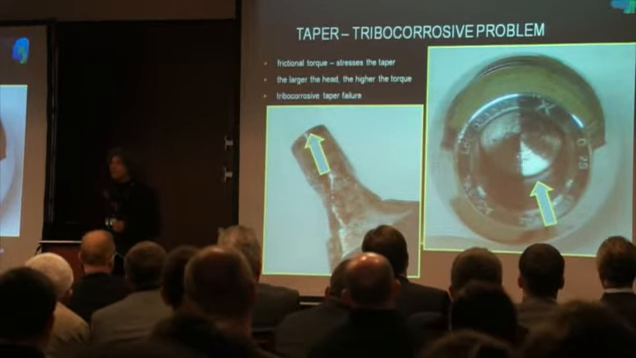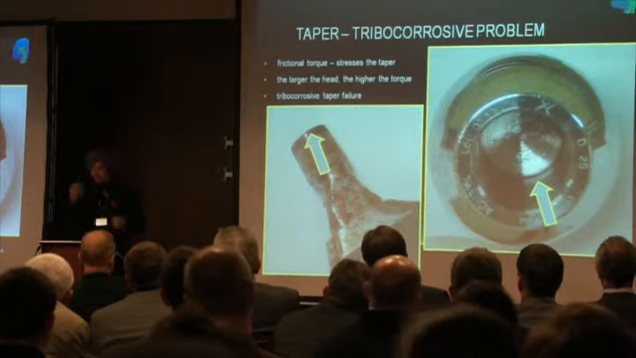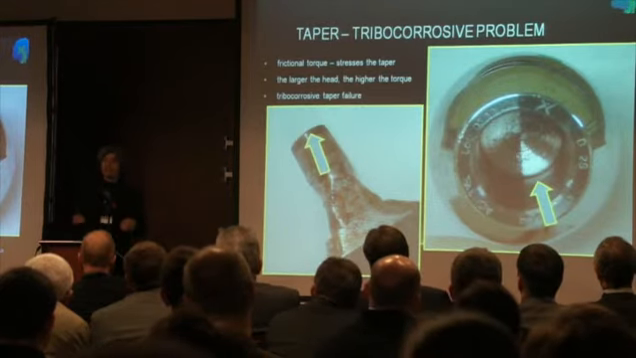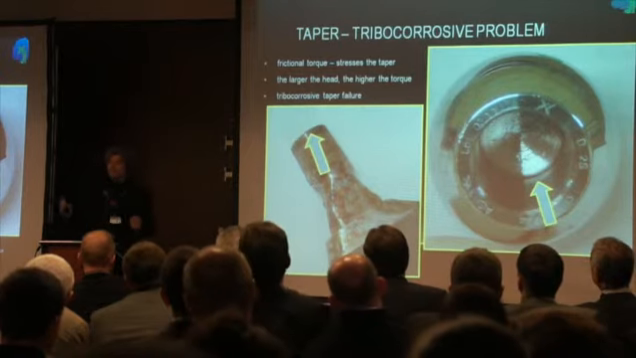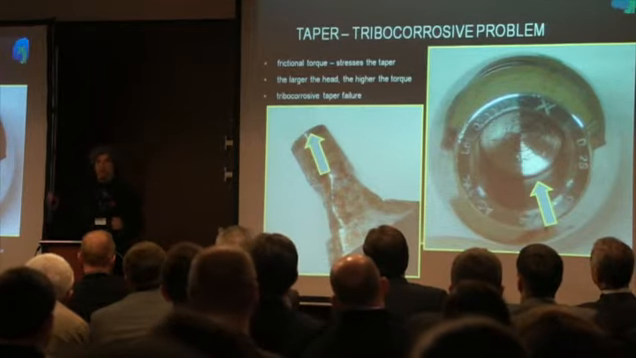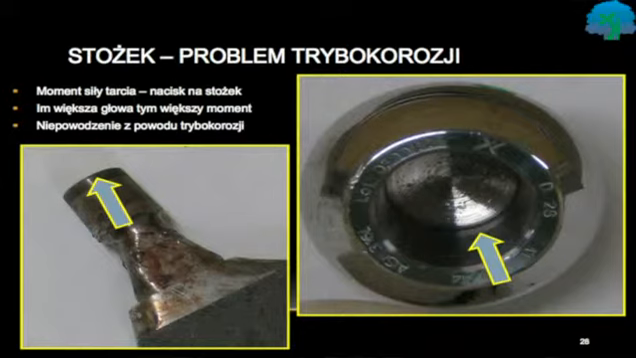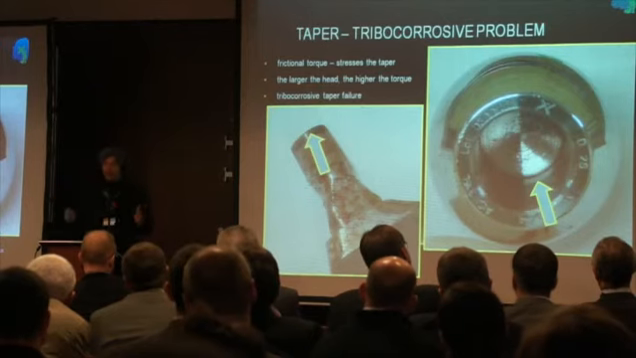Actually, with increasing head size, it is important to note that we increase frictional torque. Frictional torque not only influences the interface between bone and implant, but also between head and the taper. That's why we are facing taper problem more and more. It is more frequent in metal on metal, but we see taper problem also with ceramic on metal with extremely large heads.